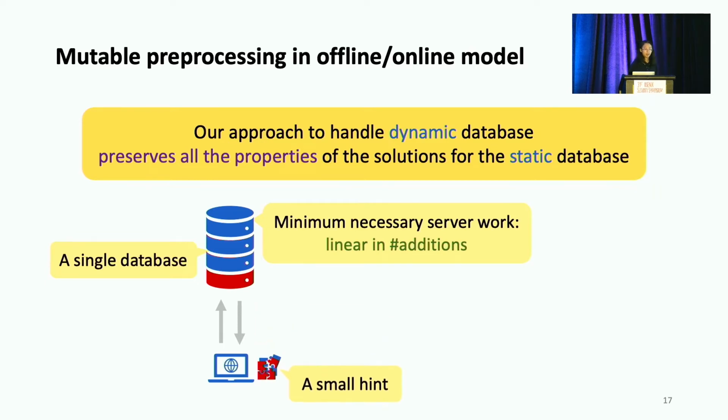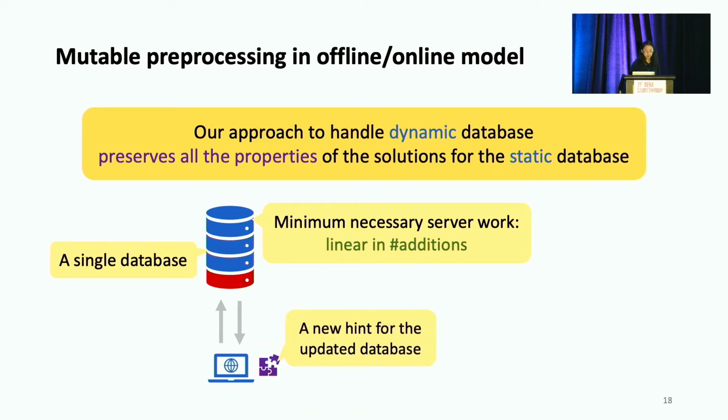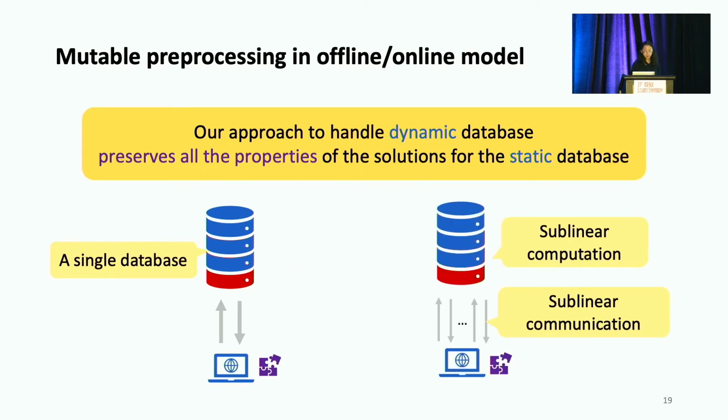Then the client will use the hint to merge with the old one and generate an updated hint that matches the updated database. And after that, the client can use this new hint to make queries as in the offline-online PIR, where we get sublinear computation for the server and sublinear communication.